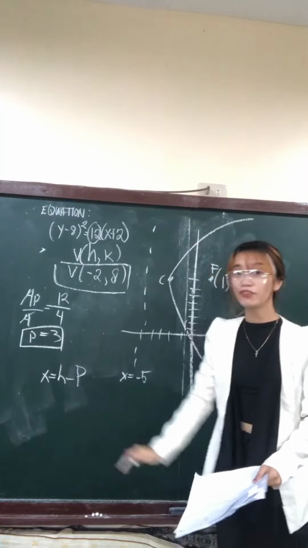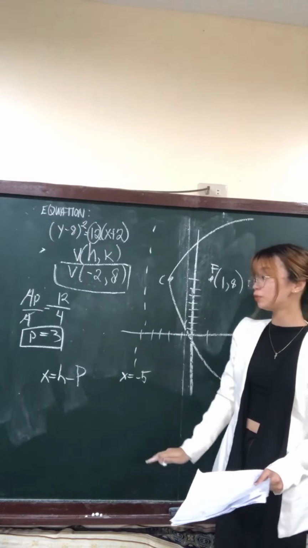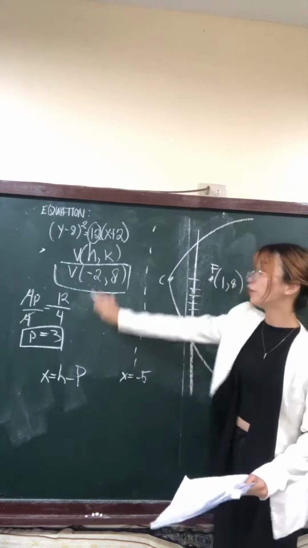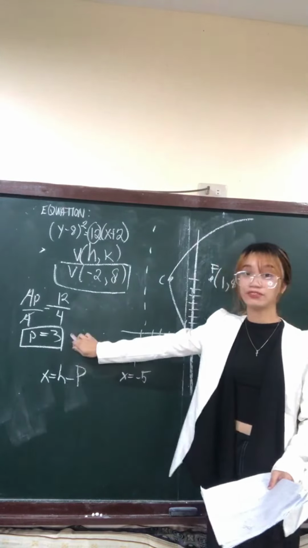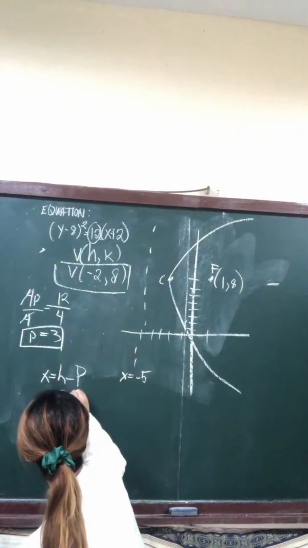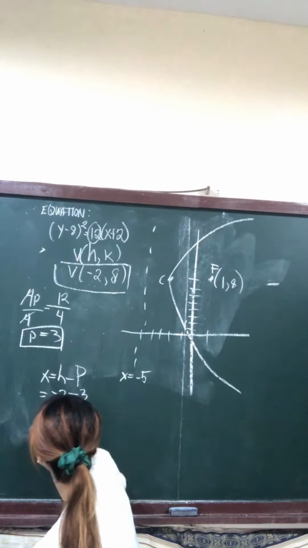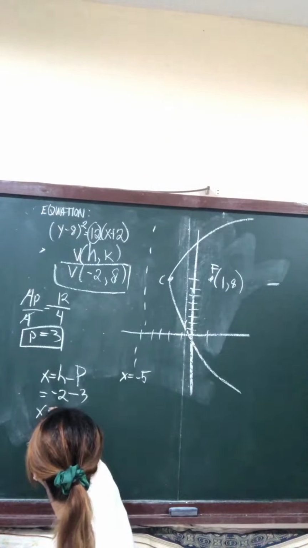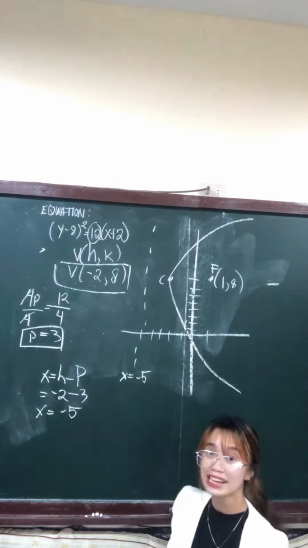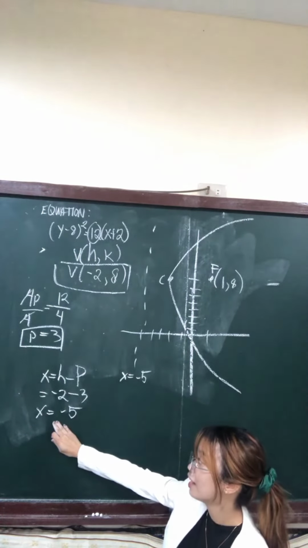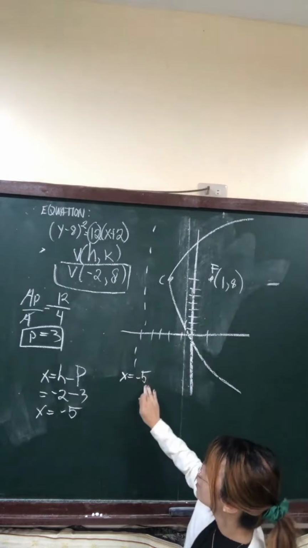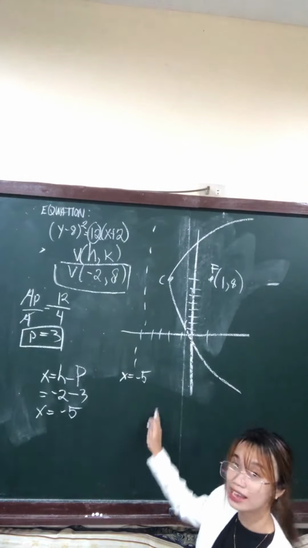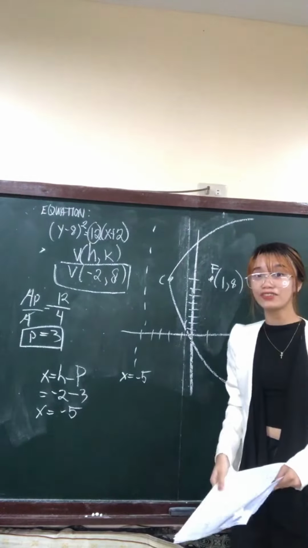And having the formula of x is equal to h minus p, we have the value of h as negative 2 and p as 3. Negative 2 minus 3 is equal to x, so x is equal to negative 5. So, we can see that our directrix here is x equals negative 5, meaning our graph is correct.